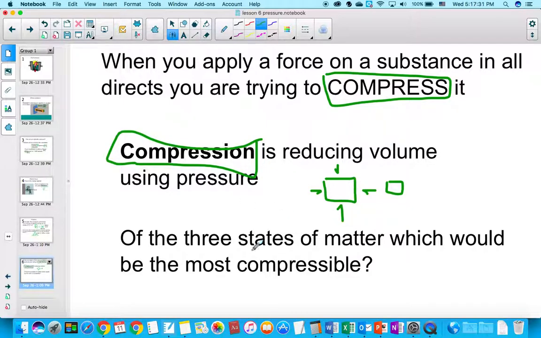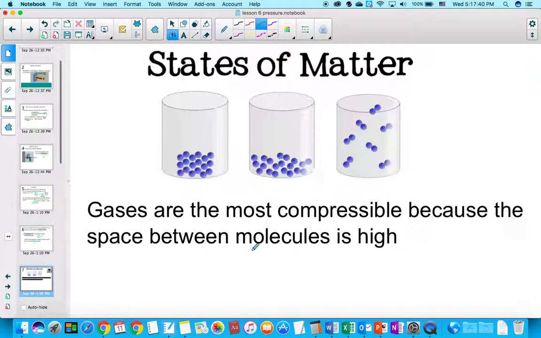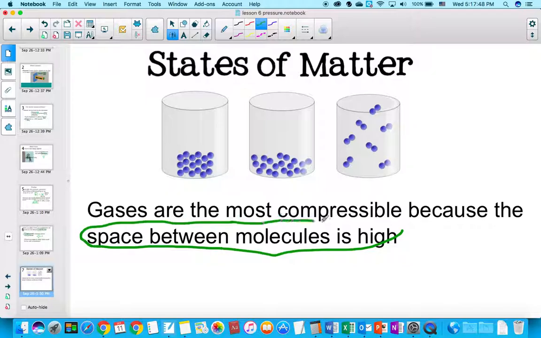Now, there's really only one state of matter that is very compressible. And you need to know this, unfortunately. You need to know that gases are the most compressible because of the high degree of space between the molecules. There's a massive amount of space between the molecules, which means you can apply pressure here, and here, and here, and the molecules will get closer and closer together.